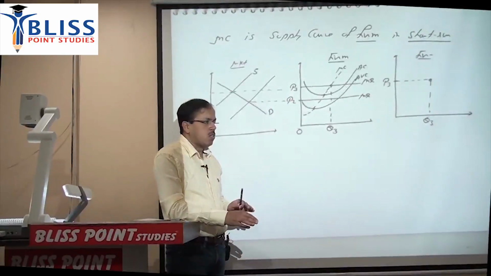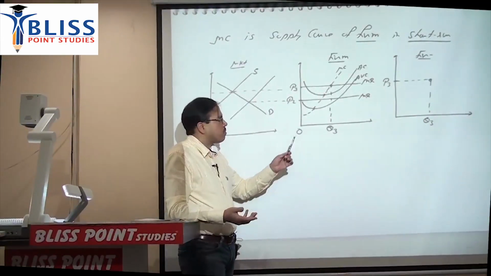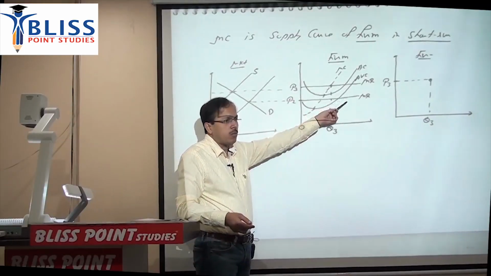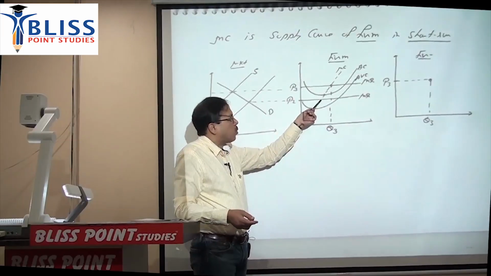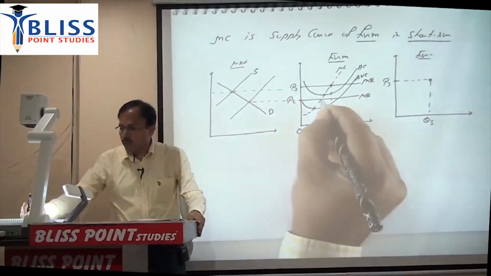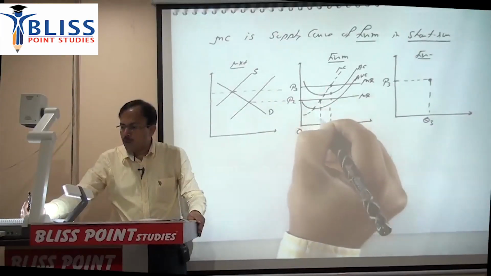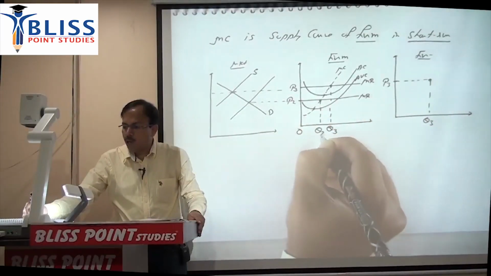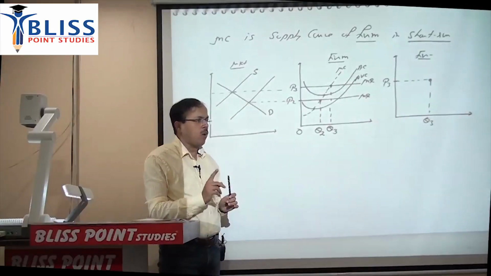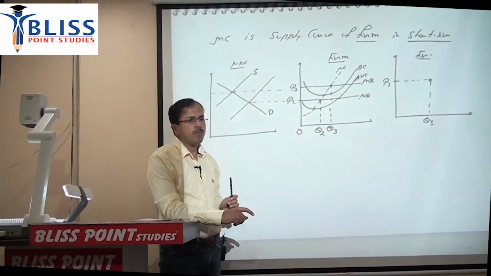Again apply the same condition, MR equal to MC. So now MR equal to MC at this quantity, because this line is MR line now. So MR equal to MC at that quantity. So at price P2, quantity produced will be Q2, and now determine whether at that quantity firm is having profit or loss or normal profit.